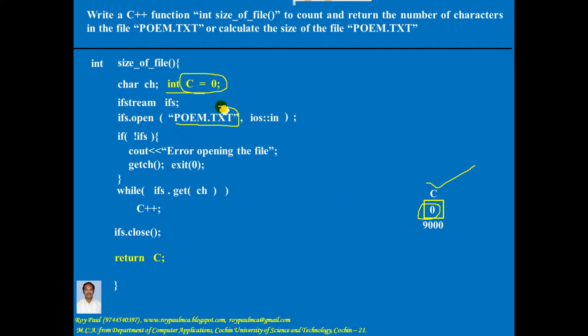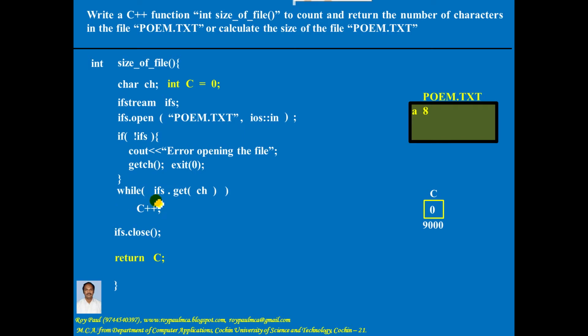There is a file poem.txt, this one, and it contains 3 characters, A, space and 8. So number of characters in the file is 3, or the size of the file is 3 bytes. Now this one, ifs.get, the first character read from the file and stored in the character variable ch. So ch contains A. Now c is incremented because the first character successfully read. So c was 0, now it becomes 1. What is the meaning of this 1? The first character in the file counted.